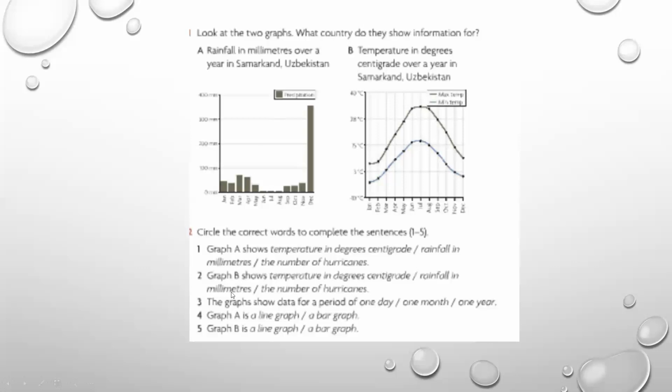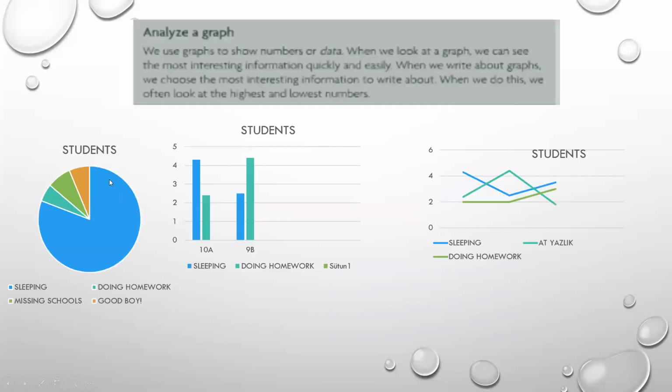Now, you can see here what is the period of the graph. I'm checking now and I see from January to December. Is it 1 day, 1 month, or 1 year? And when I explained the different kinds of graph, is this a line graph or a bar graph? Do you remember how I explained? Cake graph, bar graph, and line graph.